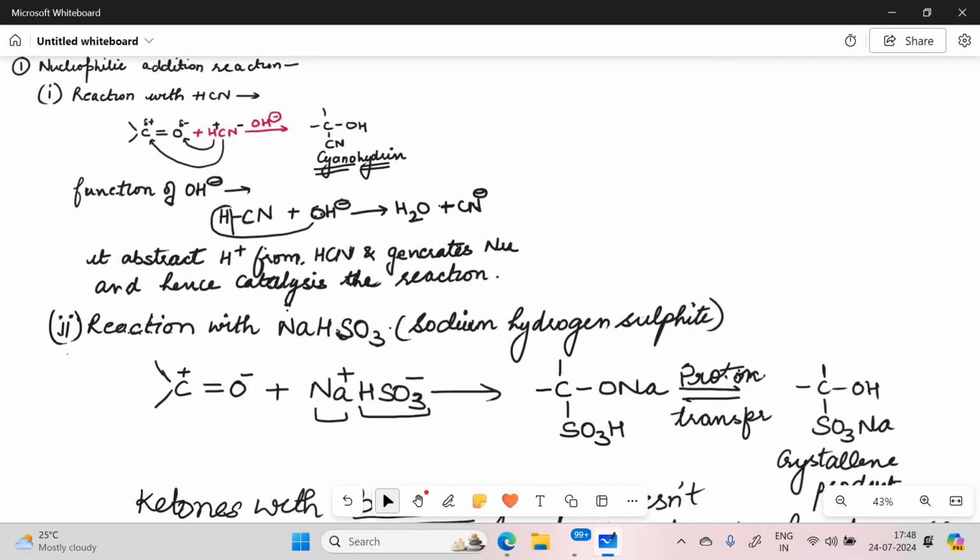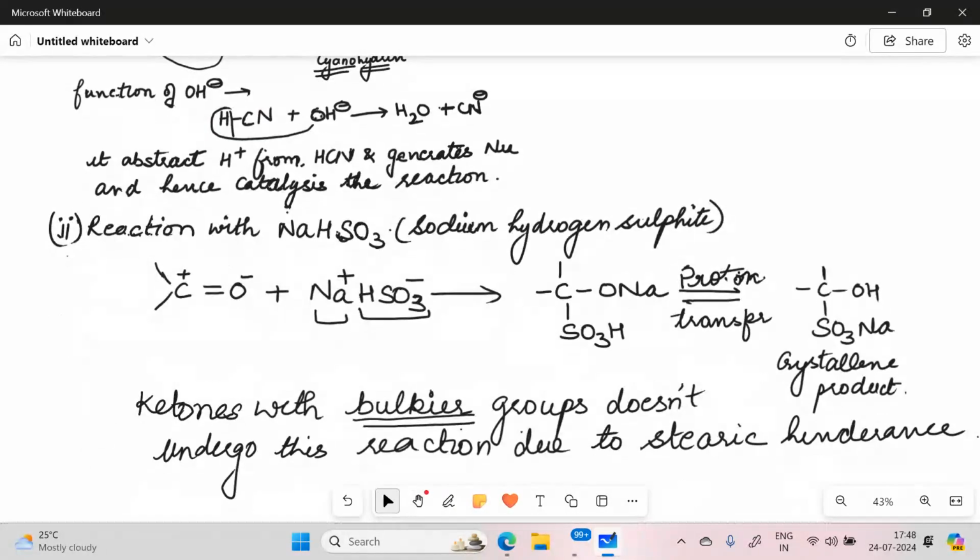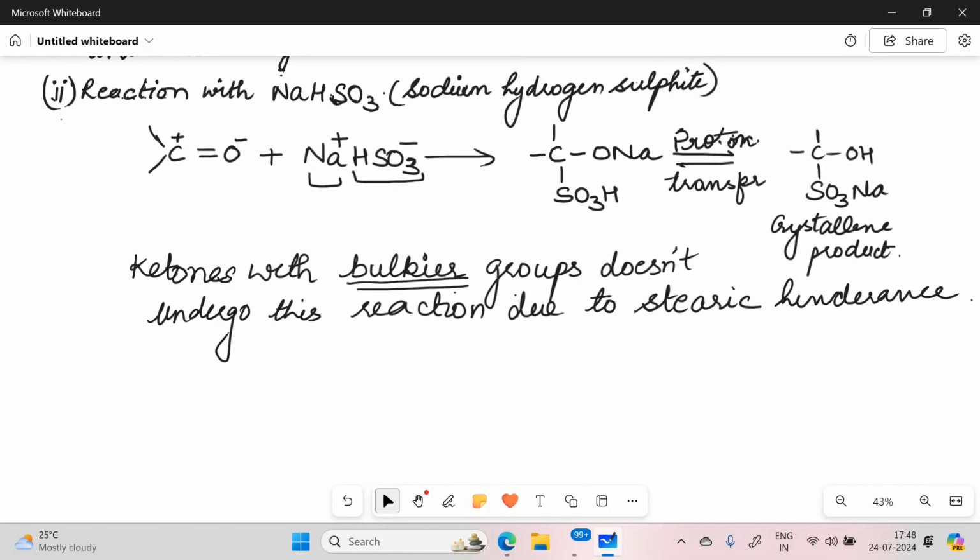The reason is this one only, which you have told. There are two R groups, due to that the positive charge on carbon is reduced. It is difficult for the nucleophile to attack, but still under some conditions the nucleophile attacks and you get the product. Difference is there in the reactivity, but both aldehydes and ketones react. And in this case we have specified this thing because your nucleophile is very bulky. So even a ketone with 2-3 carbons or 4 carbons won't react with sodium hydrogen sulfite due to steric hindrance.